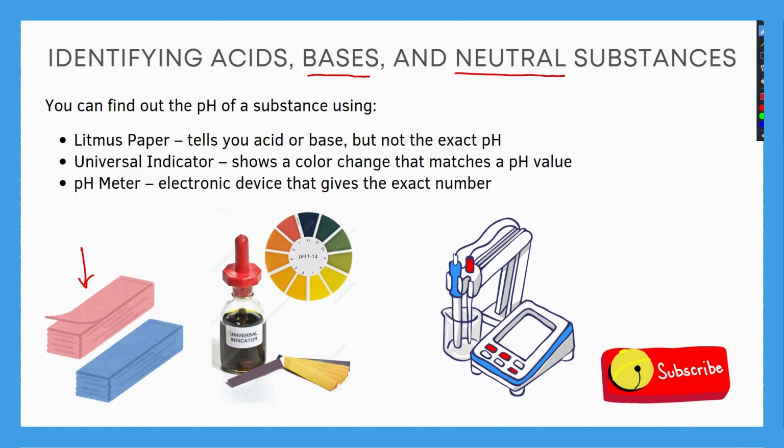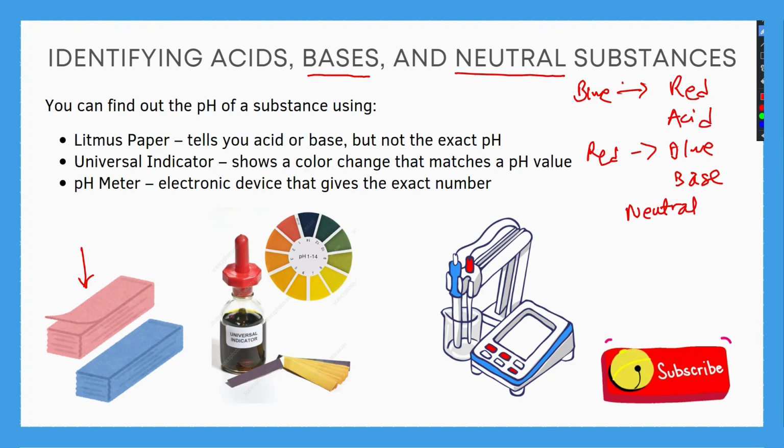Now, if you place blue litmus paper in a substance and that substance turns red, it is simply telling you that it is an acid. And if you place red litmus paper in a substance and it turns blue, it is simply telling you that it is a base. If there is no color change, then it is telling you that it is neutral. So that's how the litmus paper works.